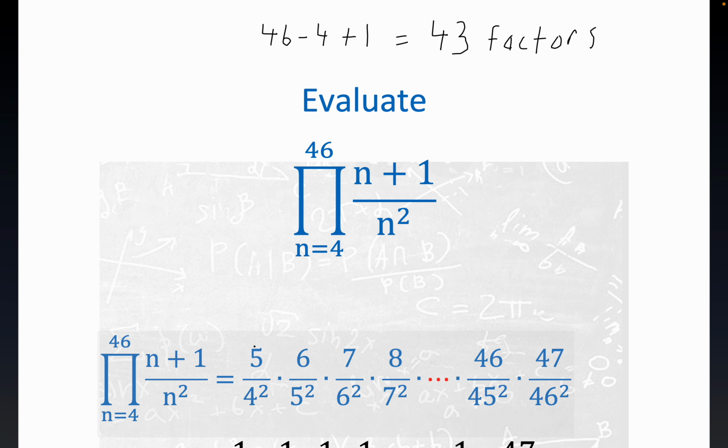This very first factor here would correspond to n equals 4. Right? The very first factor is when you just substitute 4 here and 4 here, right? And then right here, what would this be? n equals 45 right here. And of course, the last term will be n equals 46. Just to get some bearings here. Some people haven't seen this notation. It's called pi product notation.